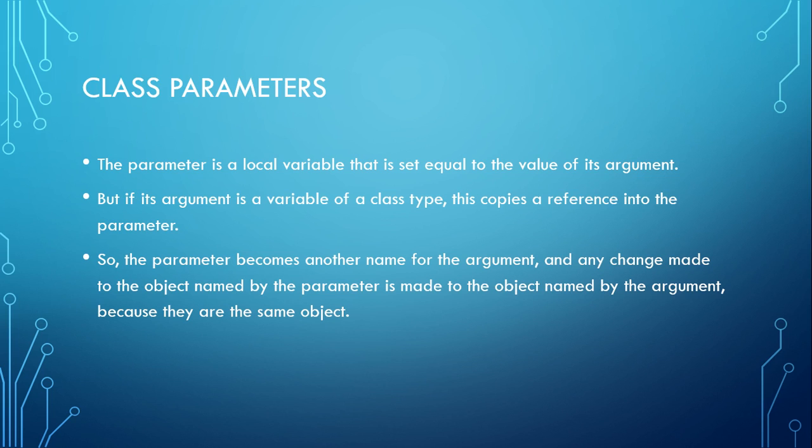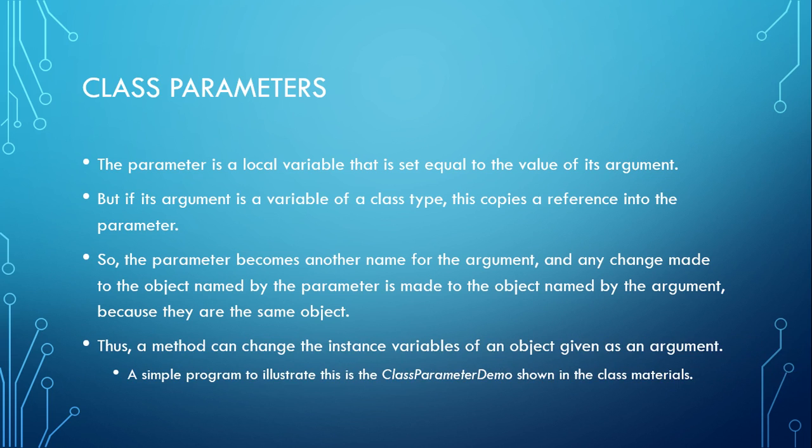And so largely it's a lot of what we just talked about in our previous lesson with references, except now we're applying the same idea not just to variables of class objects, but to the parameters that they can have. Thus, a method can change the instance variables of objects given as arguments. A program to illustrate this is the ClassParameterDemo shown in the class materials.